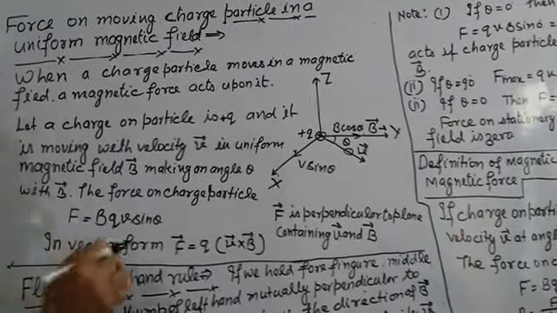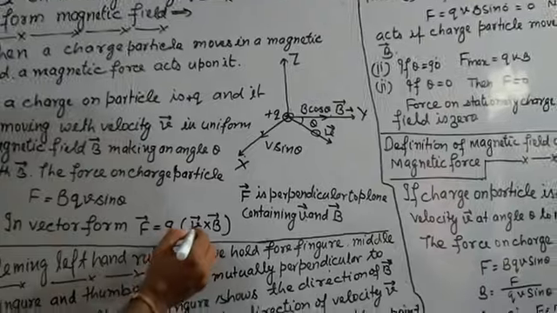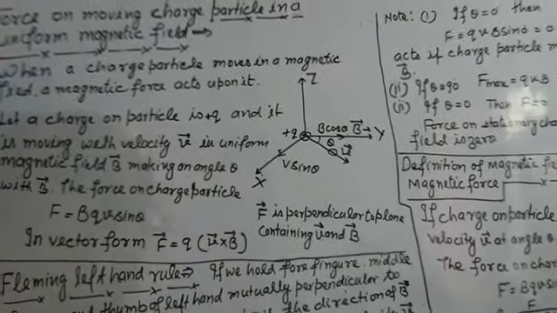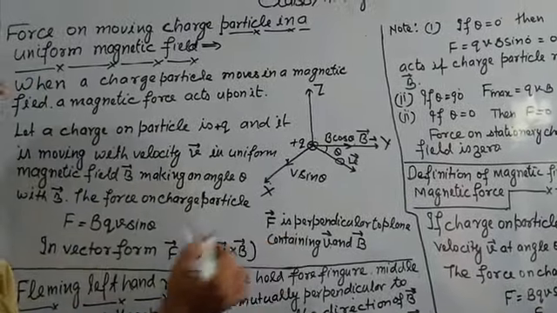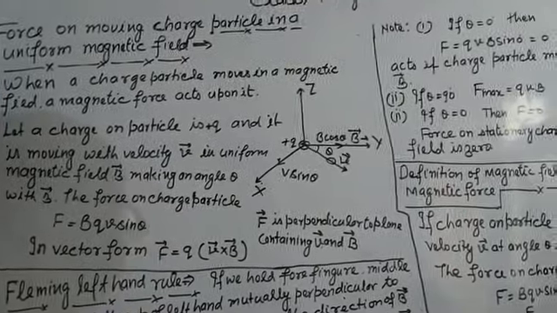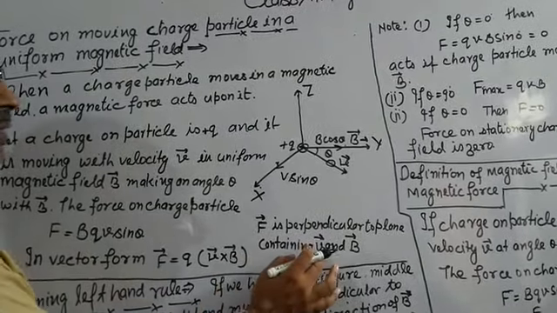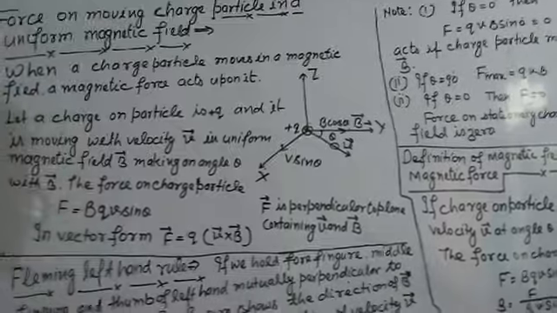In vector form, vector F equal to q vector v cross vector B. F is perpendicular to the plane containing vector v and vector B.